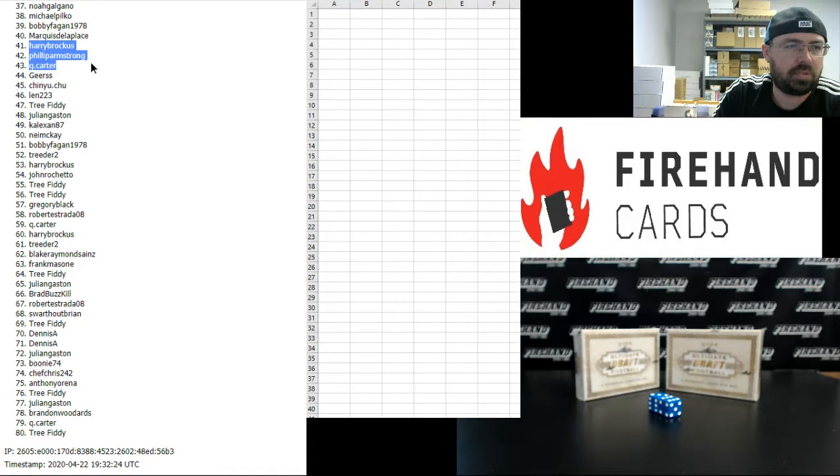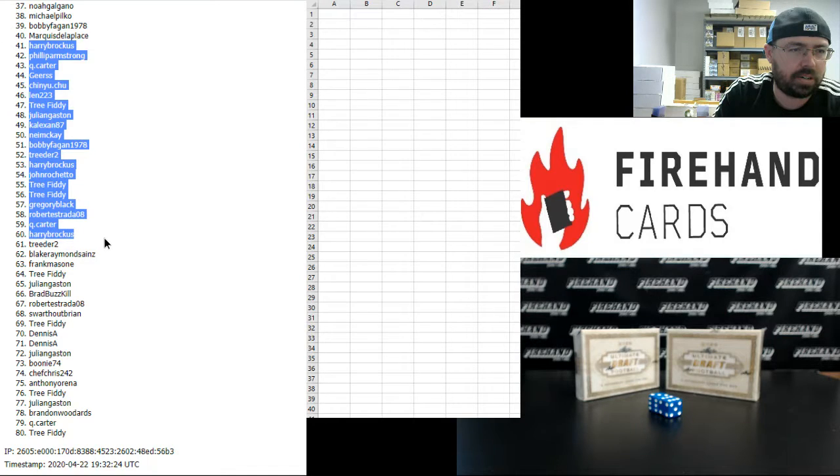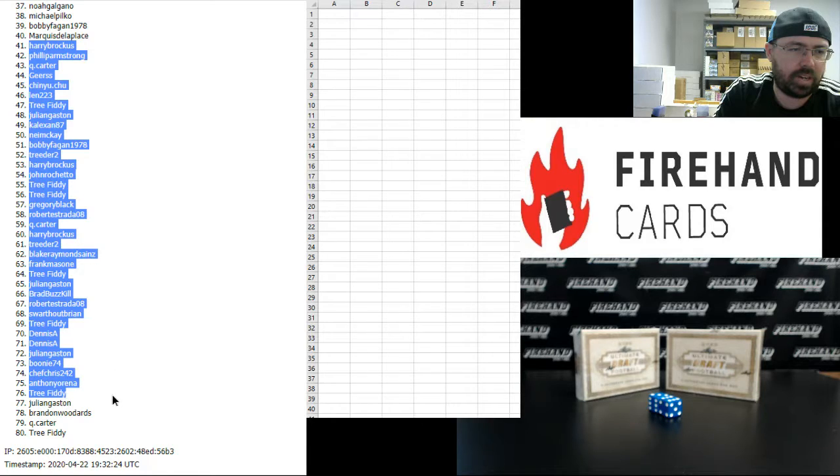Harry B., Philip Armstrong, Q Carter, Gears, Chinyu Chu, Len, Tree Fitty, Julian Gaston, Kelzon, Neil McKay, Bobby Fagan, Treater, Harry Brokus, John Rochetto, Tree Fitty, Greg Black, Robert Estrada, Q Carter, Harry Brokus, Treater, Blake Raymond Sains, Frank Masson, Tree Fitty, Julian Gaston, Brad Buzzkill, Robert Estrada, Swarthout Brian, Tree Fitty, Dennis A., Julian Gaston, Booney, Chef Chris, Anthony Arena, Tree Fitty, Julian Gaston, Brandon Woodards, Q Carter, and Tree Fitty.